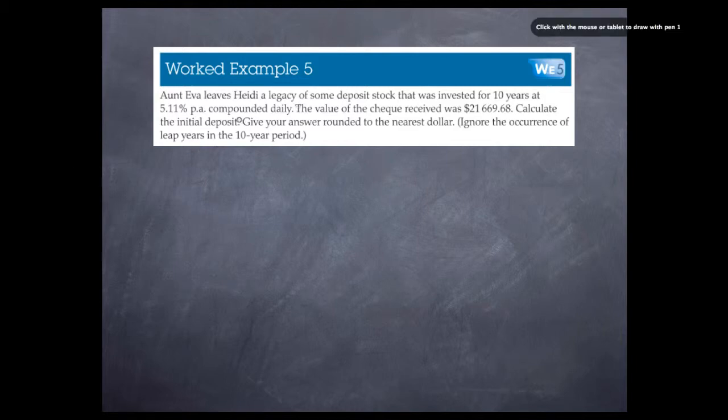So Aunt Eva leaves Heidi a legacy of some deposit stock that was invested for 10 years at 5.11% per annum compounded daily. The value of the check received was 21,669.68. Calculate the initial deposit, giving your answer rounded to the nearest dollar, and ignore the occurrence of leap years in the 10-year period. Okay, right. Well, that makes it a bit easier for us.